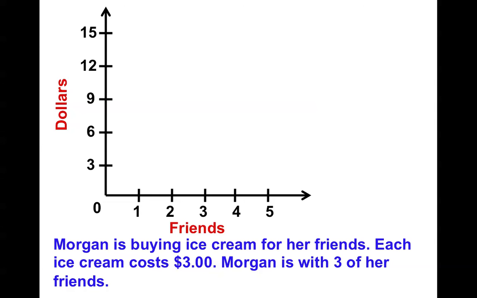You guys, figure this one out. Morgan is buying ice cream for her friends. Each ice cream costs $3. Morgan is with 3 of her friends. All right, so what would be the type of graph we would use here? It would be discrete because if she buys one ice cream, it's $3, 2 ice creams, it's $6. You don't get to walk up and say, I'll take 1.5 ice creams for $4.50. Just doesn't work that way. If we wanted to find out how much it was for her and 3 of her friends, she'd have to pay $12. Don't forget, she had to buy an ice cream for herself.